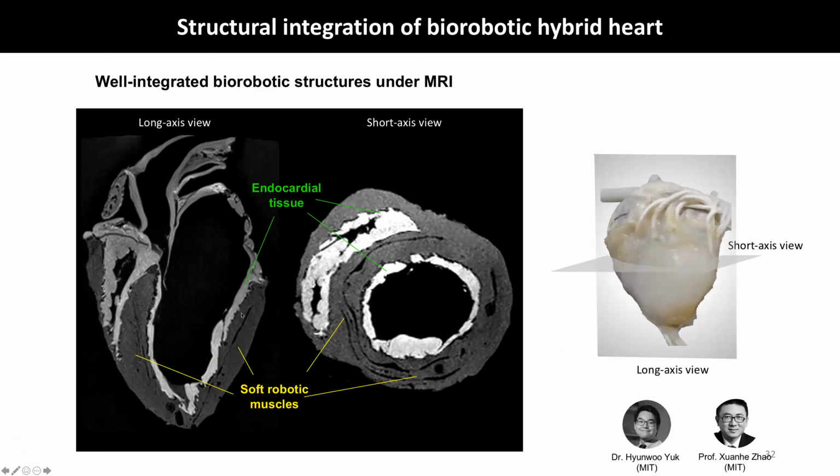This is a CT scan of the biohybrid heart in a long axis and short axis view. The endocardial tissue is shown in the lighter, and the soft robotic myocardium and muscles is shown in the darker gray. This is what it looks like here in real life, and this is a collaborative work with Dr. Hyunwoo Yuk and Professor Xuanhe Zhao, who really helped us to develop a bioadhesive to couple the explanted tissue to soft robotic muscle.